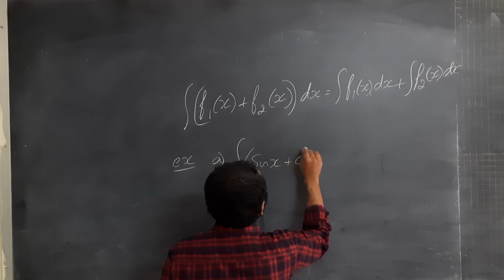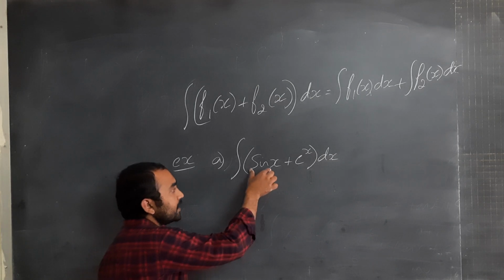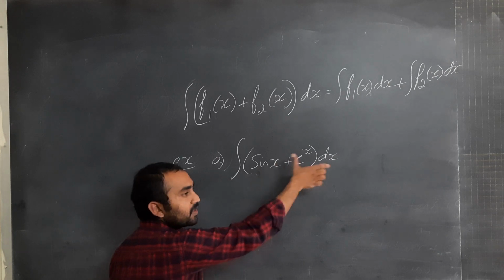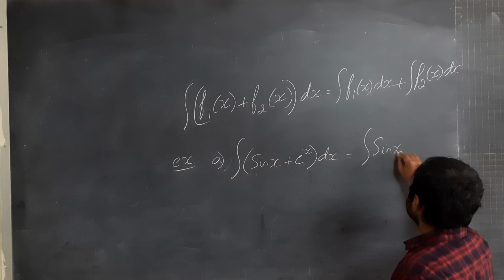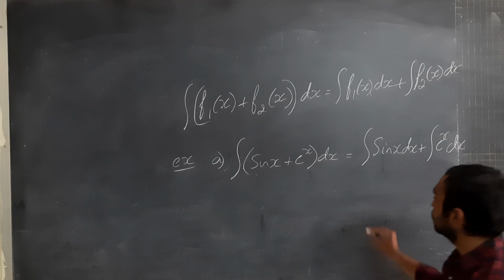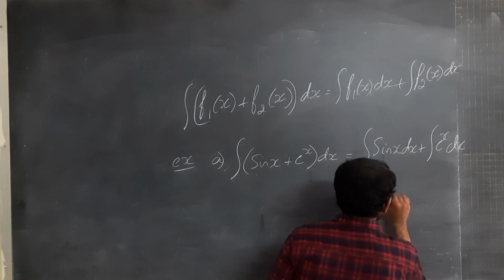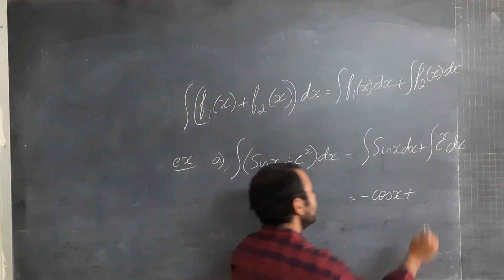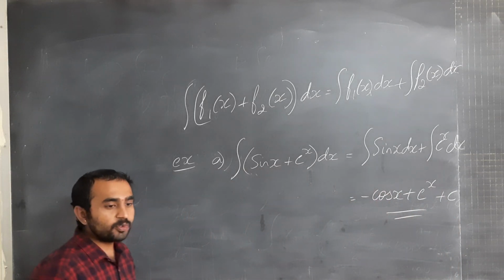Integral sin x plus e power x into dx. Here also sin x is one function and e power x is another function, so we can split them as two separate functions: integral sin x into dx plus integral e power x into dx. What is the integration of sin x? Minus cos x. Plus the integration of e power x, which is e power x itself. So minus cos x plus e power x plus c. Any doubts, students?